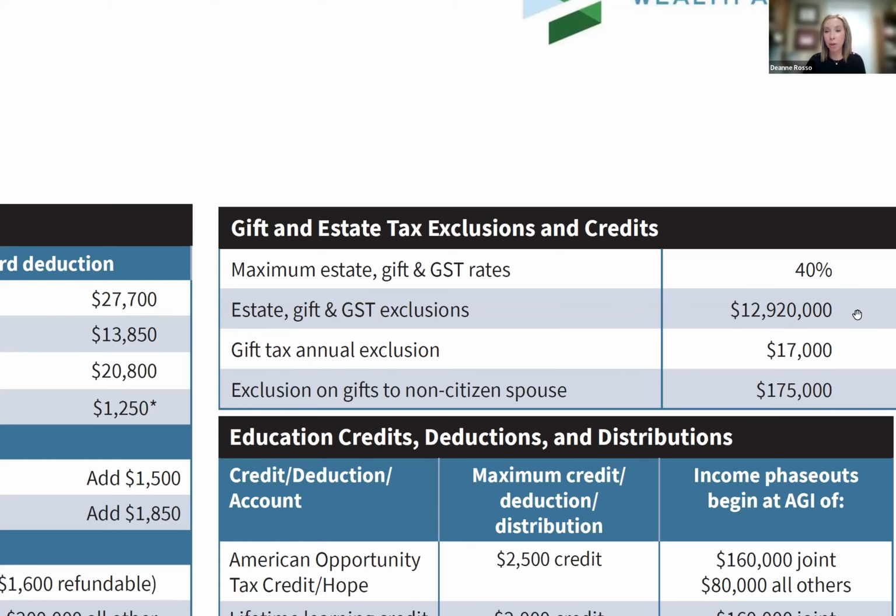It's $12,920,000 per person. And what that means is that's how much you can leave in your estate without paying federal estate tax. So all it means is if you give more than 17,000 to an individual in a year, anything over 17,000, you would file that gift tax return, and that's going to go against the $12 million you have to leave later on. So that's the deal with gift and estate tax exclusions and credits.